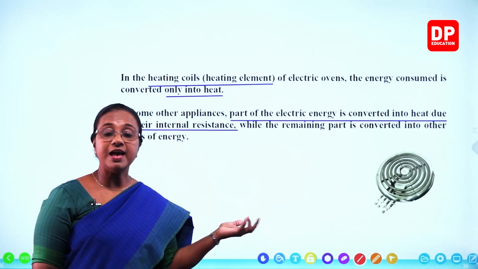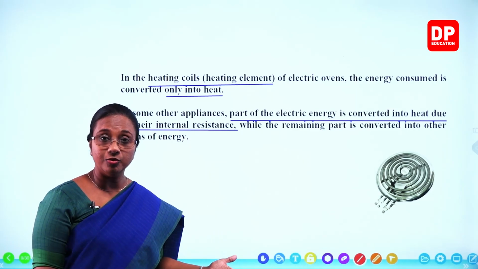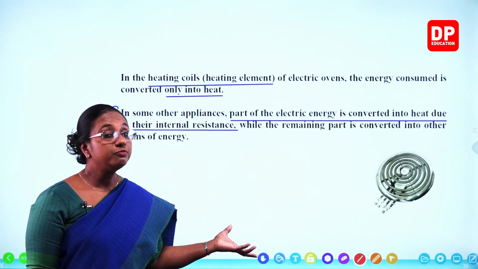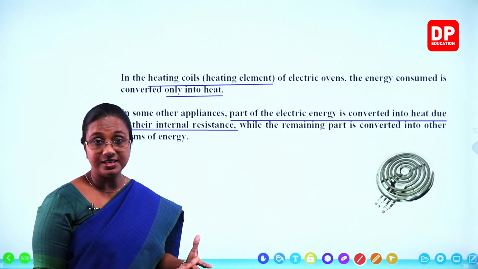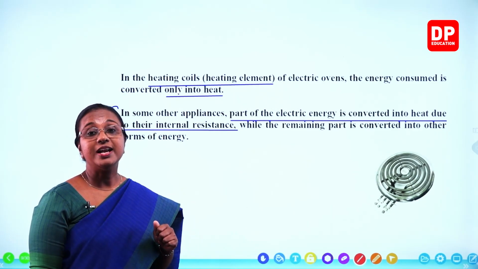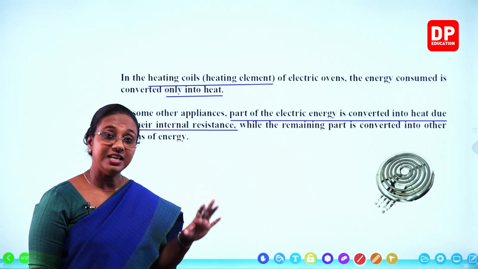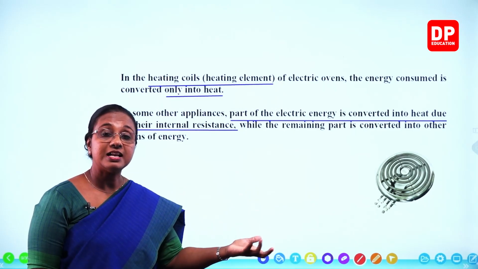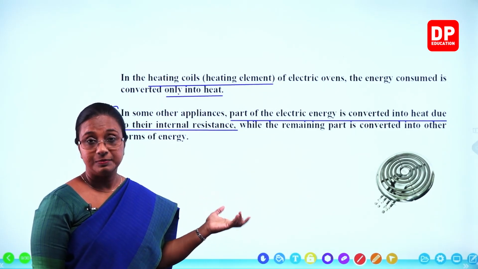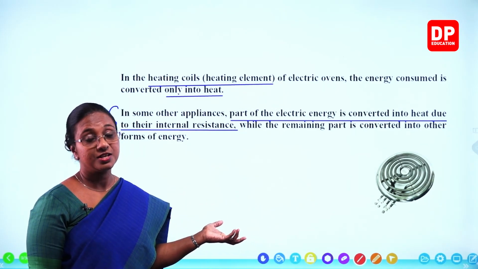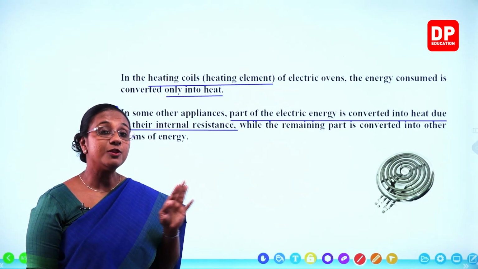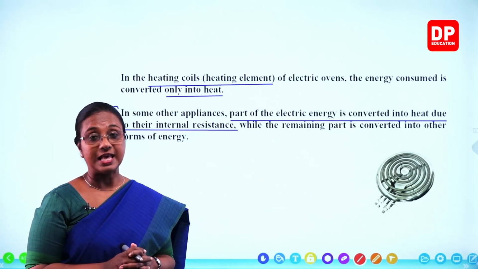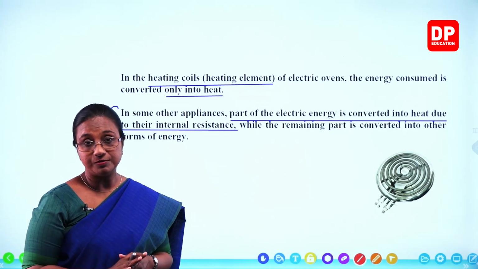So a ceiling fan, a table fan, a radio, television, microwave, of course, heat is produced. In fluorescent lights, the required energy conversion takes place. In addition to that, because of the internal resistance, there is heat produced by the particular electrical appliance. That means they will not be 100% efficient. You have to remember that. Is that clear to you all?